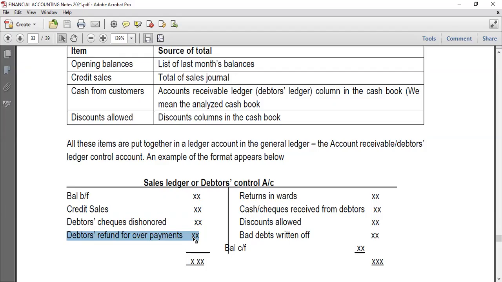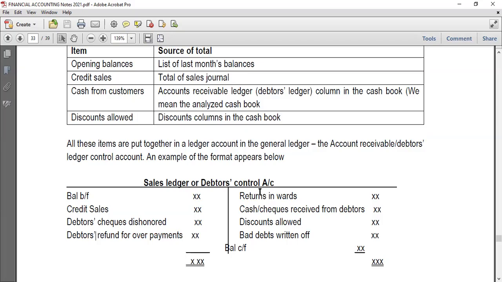It's basically a counter transaction that takes into effect what we actually did when we were receiving the payment from them, okay? So as we credited the payment from them, here we're debiting with the overpayment so that we're able to net down back to the actual value that they would have actually paid, okay? Yeah, so that's very important. So that is why we have the credit sales, the debtors' check dishonored, and then the debtors' refund for overpayment.